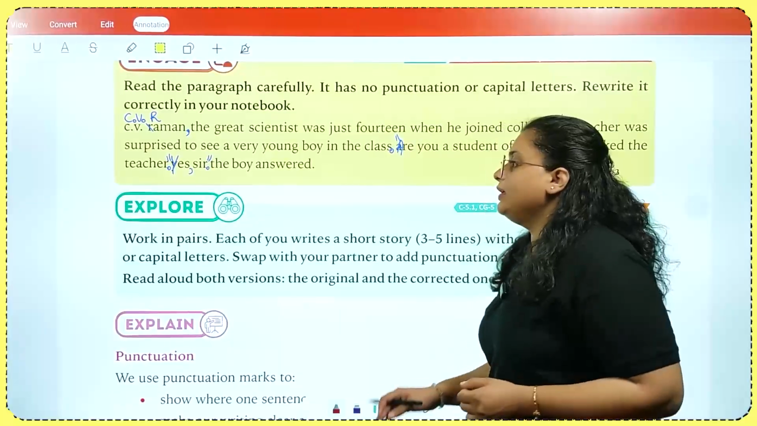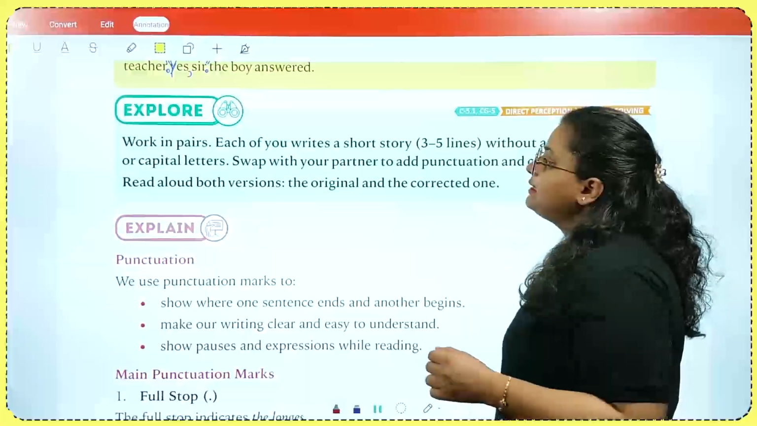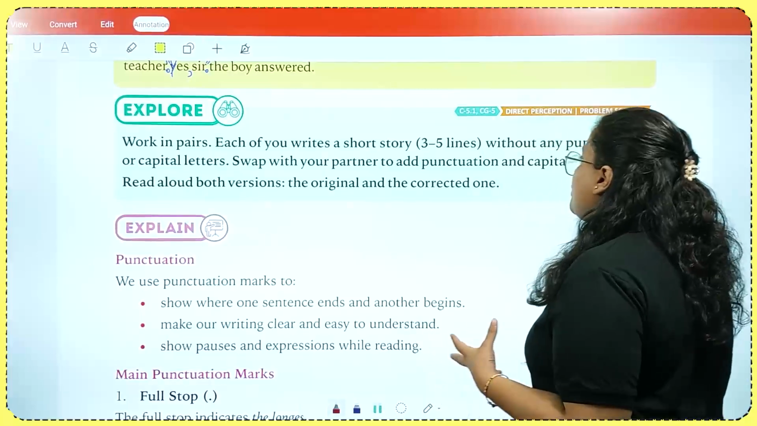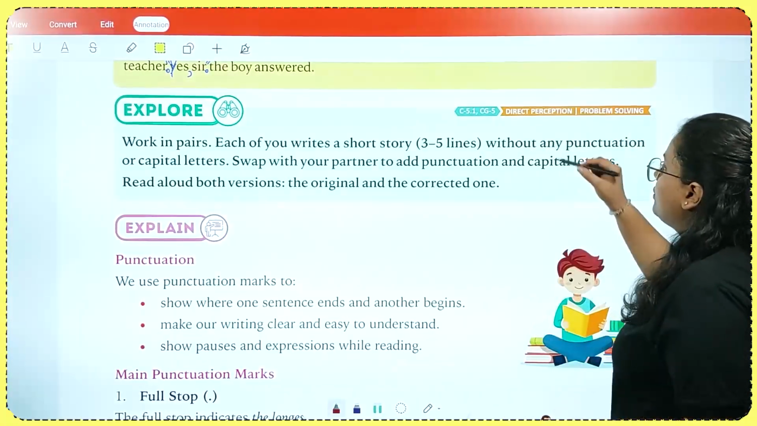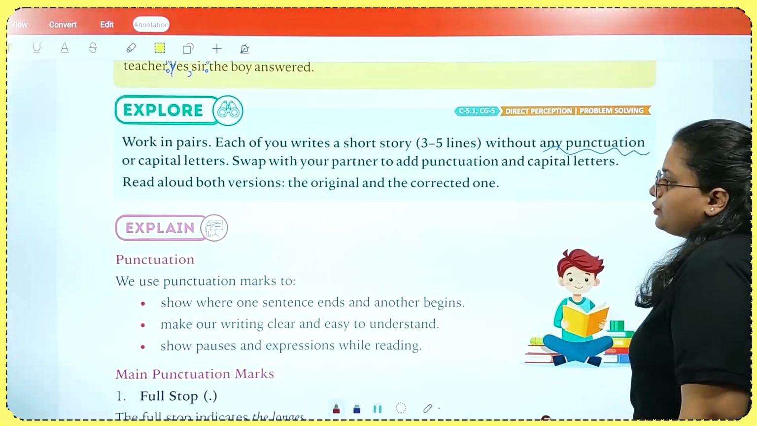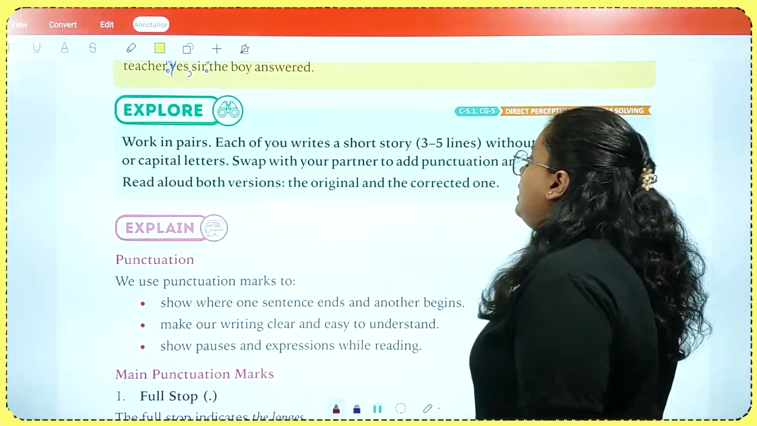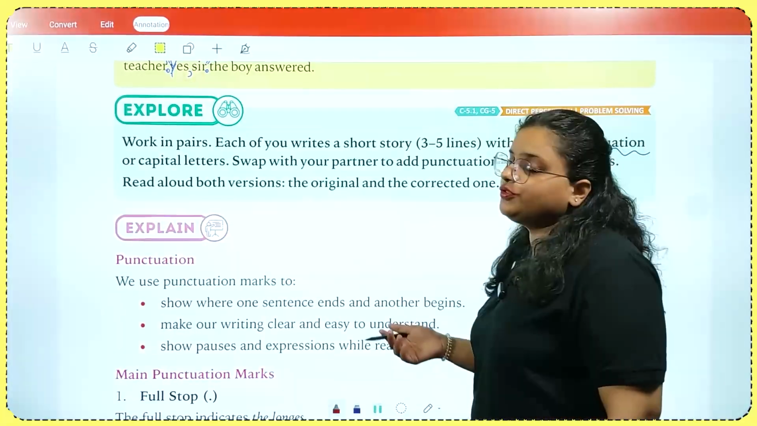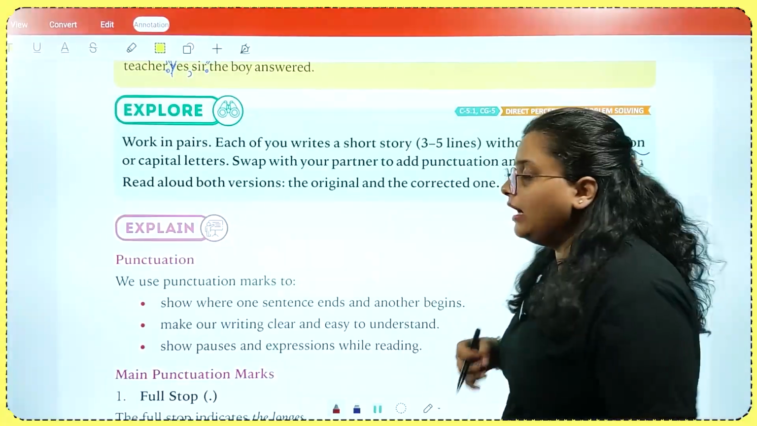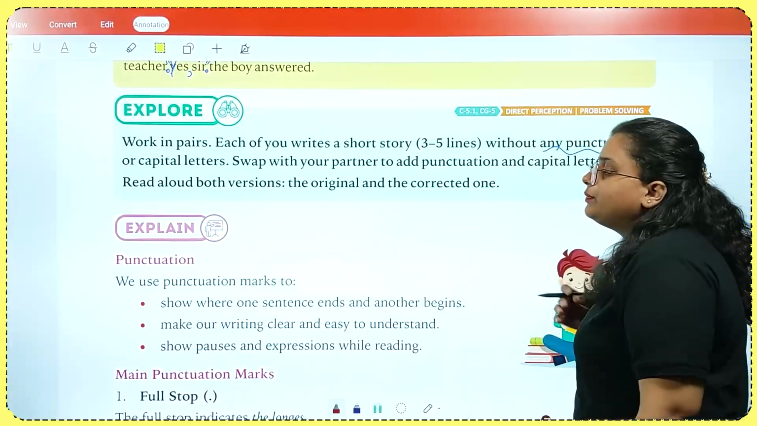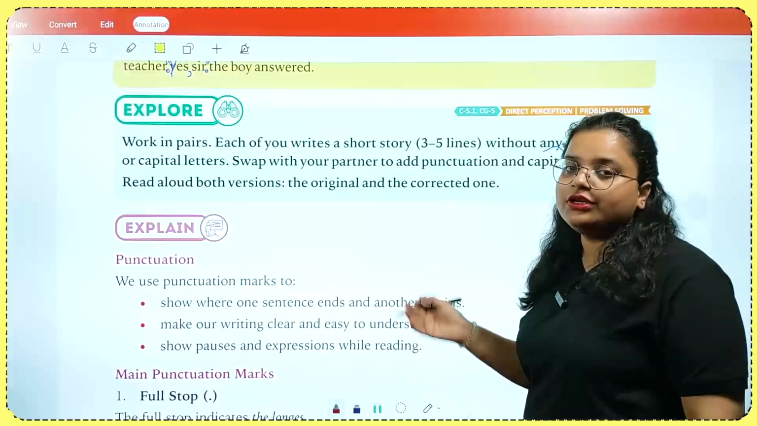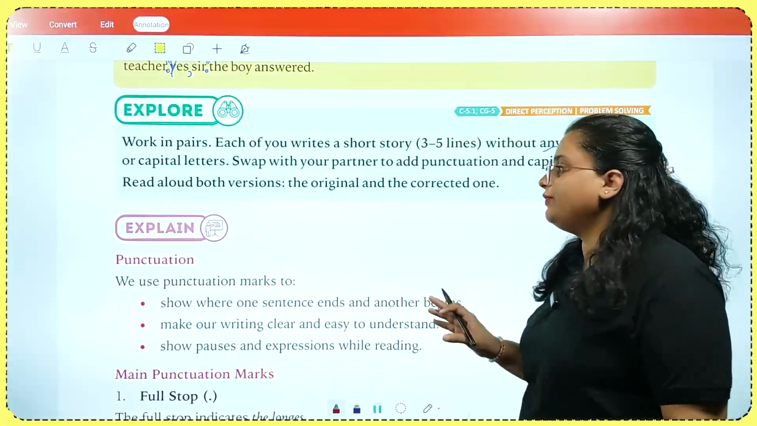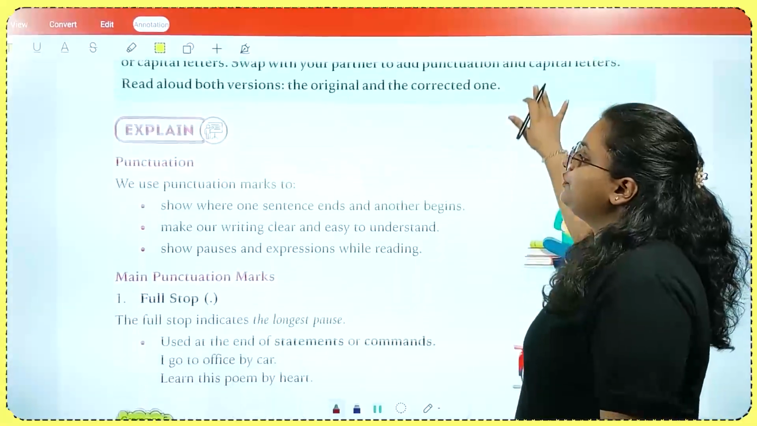Okay. Now explore. Work in pairs. Each of you writes a short story without any punctuation. Okay, then you have to write a story without punctuation or capital letters, and then you have to swap those stories and correct the punctuation of your partner's paragraph. Okay, this is a fun activity for you to do.